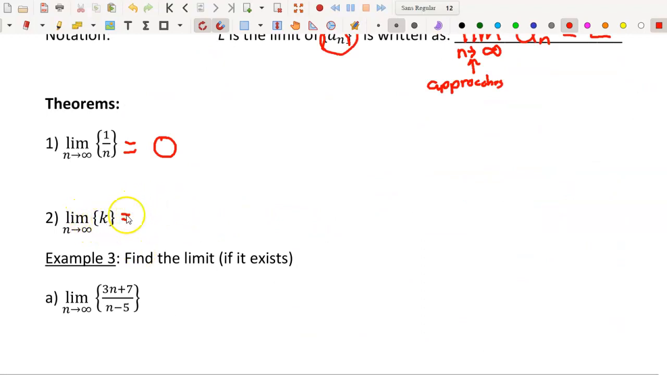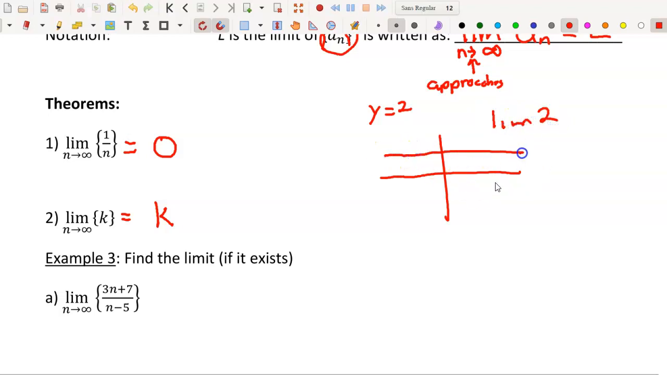Now, limit of k. That means k is any number. It's just a number, though. There's no n, right? So if there's no n in the problem, it's just going to stay there at k. So k would be like y. If I graphed y equals 2, and I said, what's the limit of 2? Well, y equals 2 is just a horizontal line. Of course, the limit's going to be 2 because that's where it is. It doesn't matter if n goes to infinity, right? There's no n over here. It's the same thing if I ask you, what's the slope of y equals 2? Well, there is no slope. It's not going anywhere. There's no x to work with, right? There's no n to work with here. It's just staying flat.